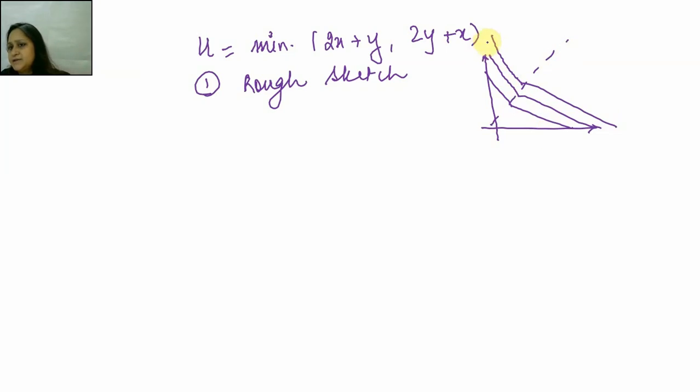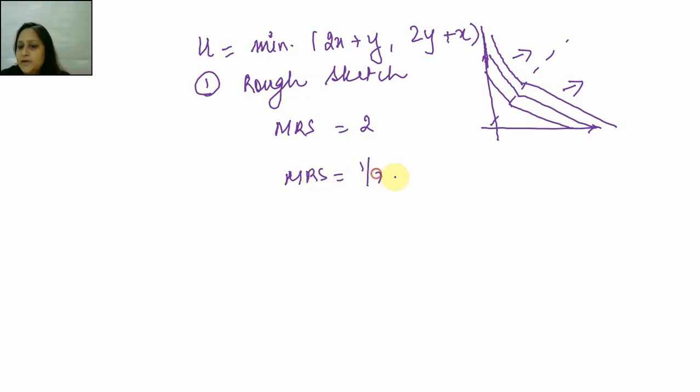अब ये हमारे पास ICs आ गए. अब इसके अंदर क्या है? I have MRS here, I have MRS here, I have an MRS here, I have an MRS here. ठीक है, तो अब हम क्या करेंगे? I know that my one MRS is equal to 2, and my other MRS is equal to 1 by 2.